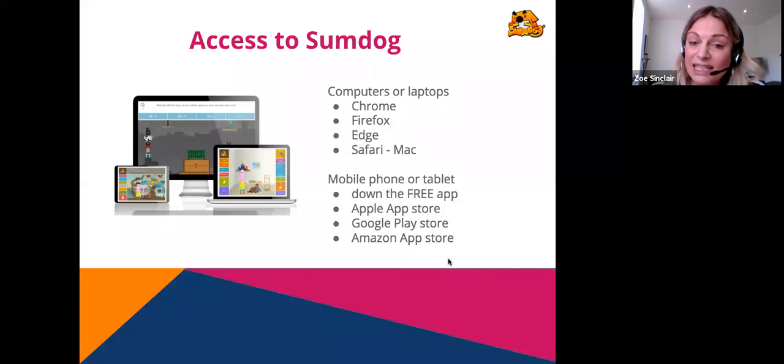Access to Sumdog. Sumdog can be accessed on any device. You just download the app. For computers or laptops, it works best with Chrome, Firefox, Edge, and Safari, or if you've got a Mac. But again, you can download the free app on any sort of mobile device, phones, iPads, tablets, and you can get the app from the Apple Store, Google Play, and Amazon.